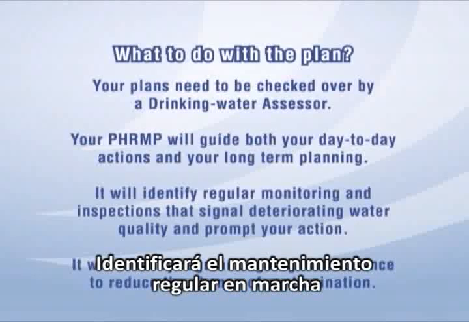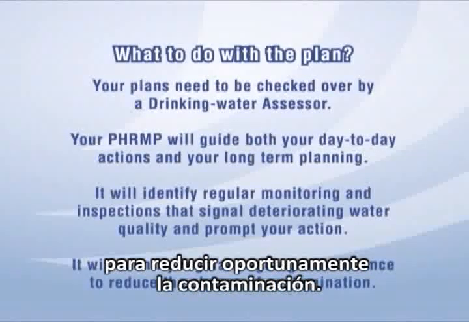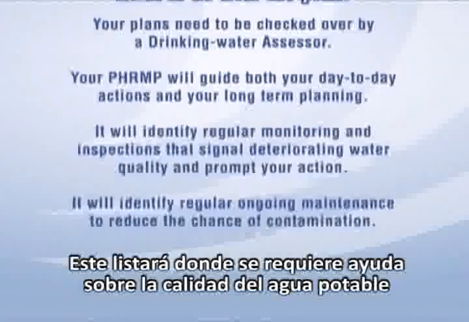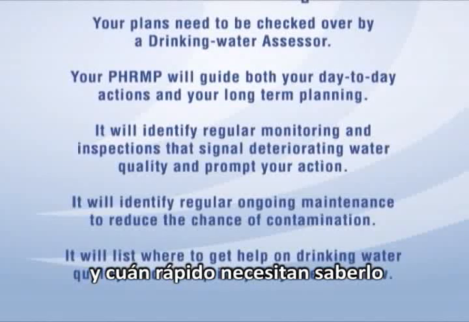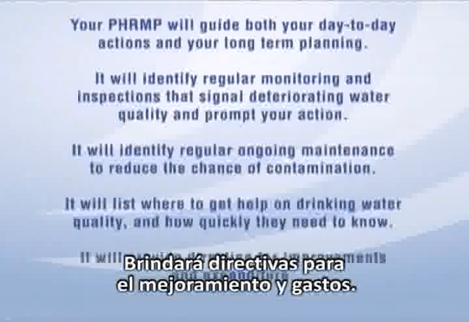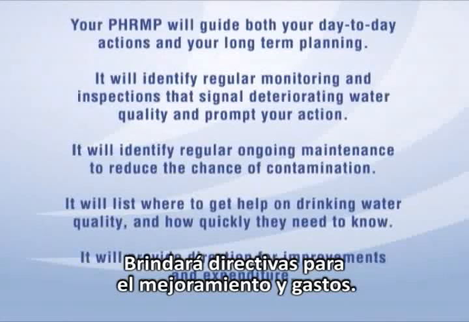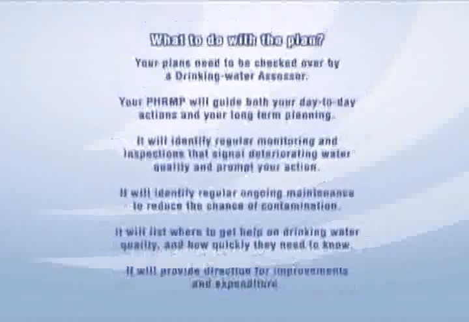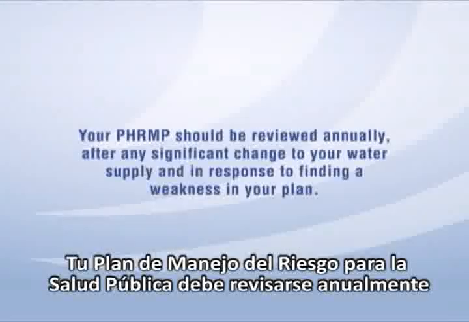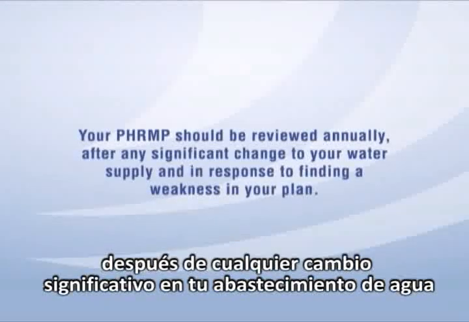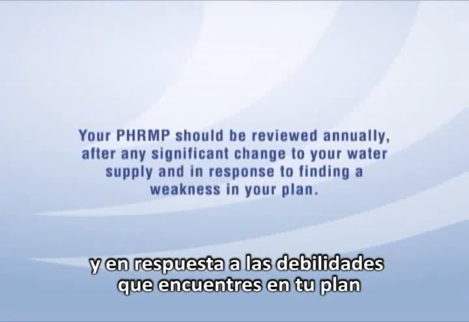It will identify regular ongoing maintenance to reduce the chance of contamination. It will list where to get help on drinking water quality and how quickly they need to know. It will provide direction for improvements and expenditure. Your public health risk management plan should be reviewed annually, after any significant change to your water supply, and in response to finding a weakness in your plan.